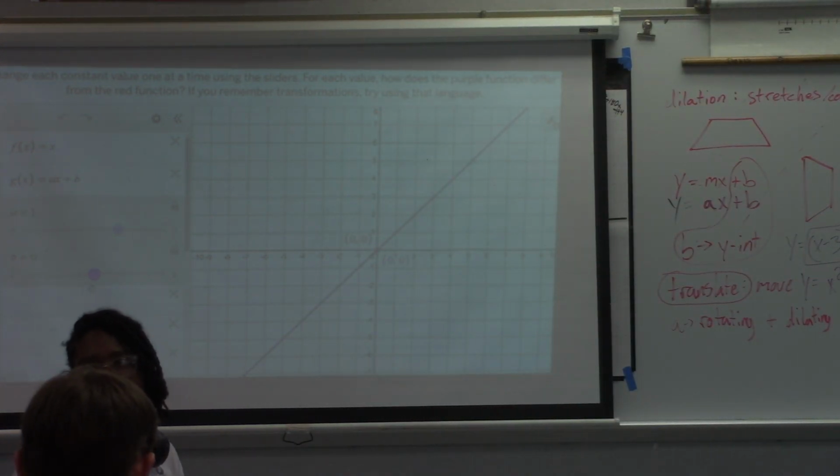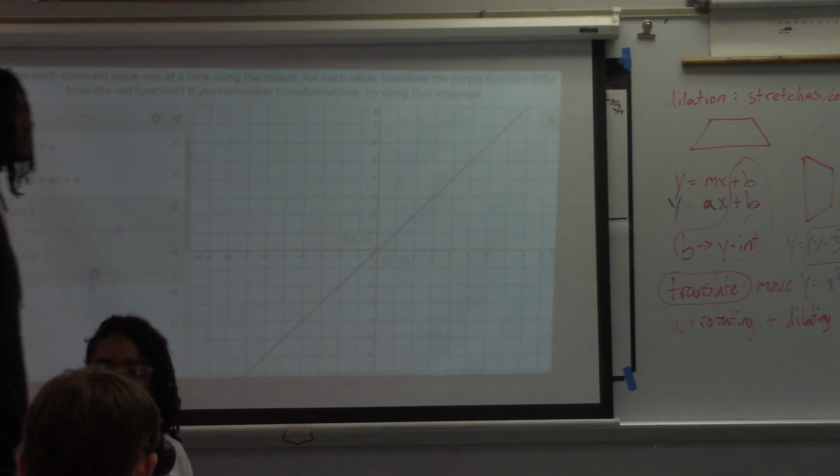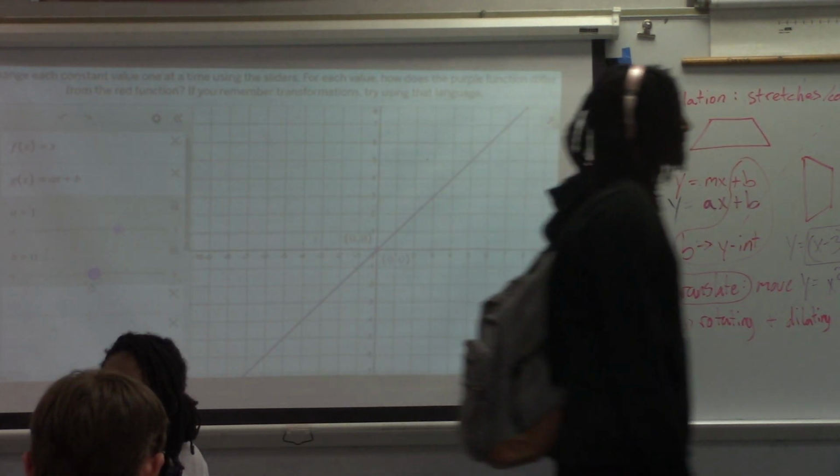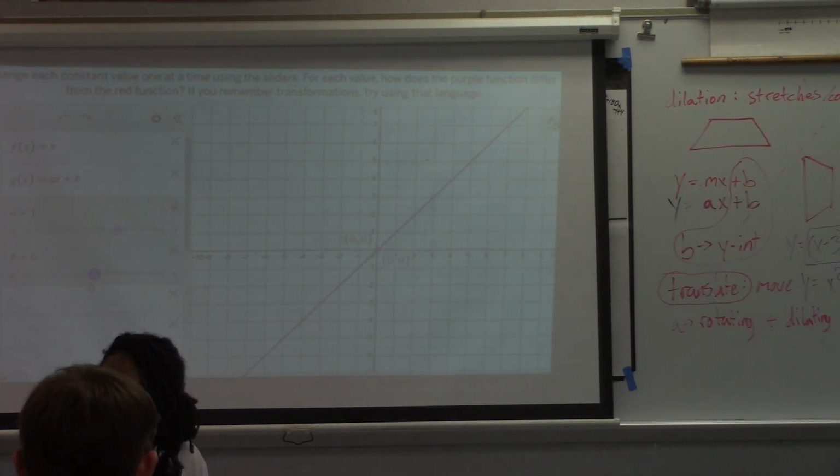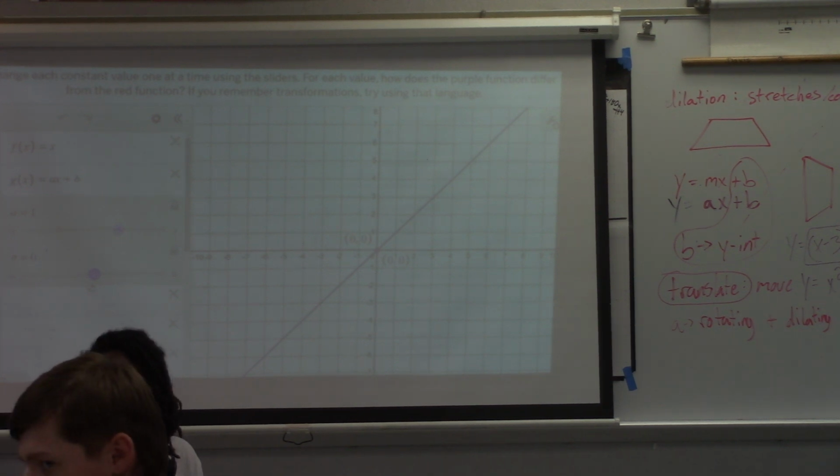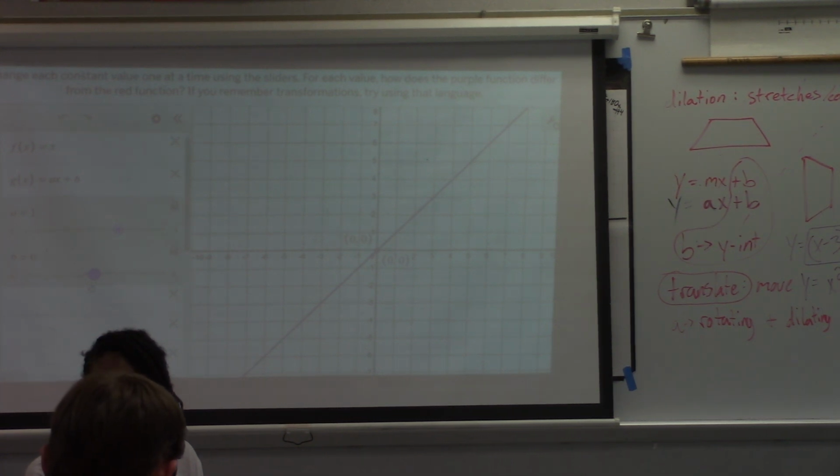How could you describe that? What's happening there? It rotates. Yeah, it can rotate. That sounds familiar. Concrete transformations that you studied in geometry. Geometry, two years ago.